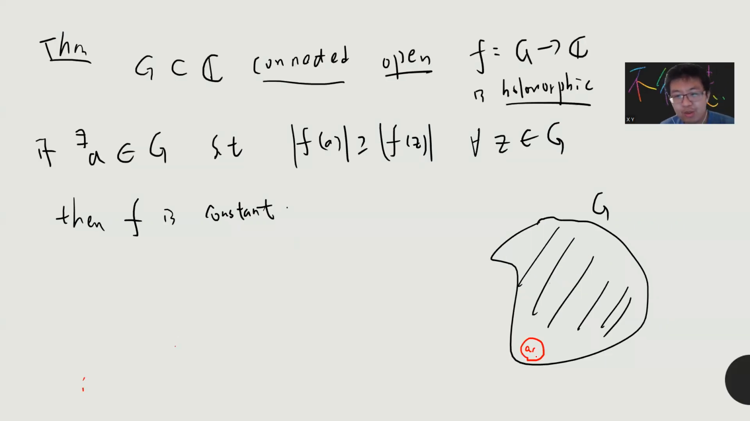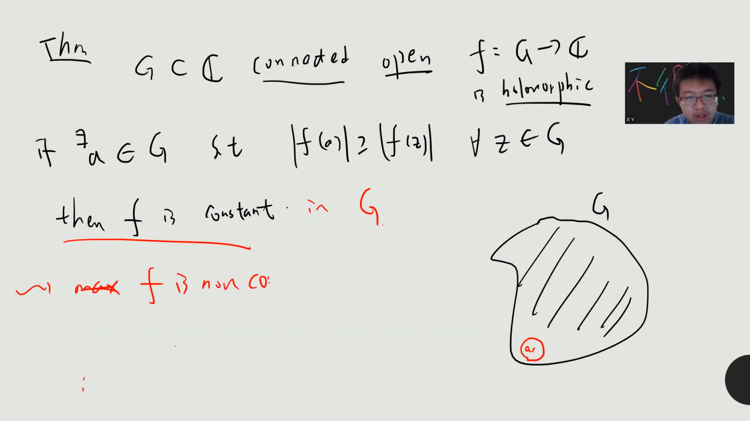Okay, so if a belongs to G and |f(a)| is a maximum, then f is constant in G. Simply speaking, if f is non-constant, the maximum cannot exist at an interior point; it must appear on the boundary.